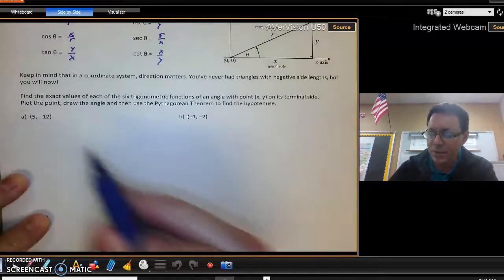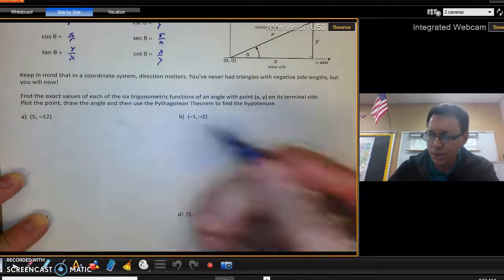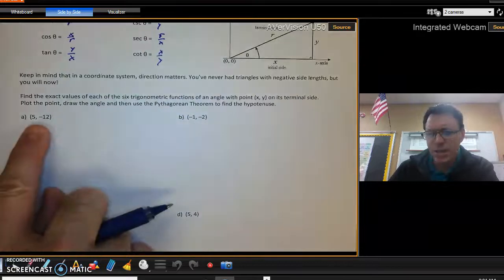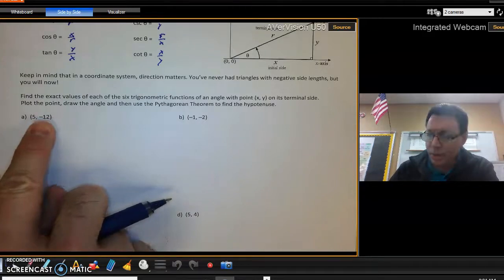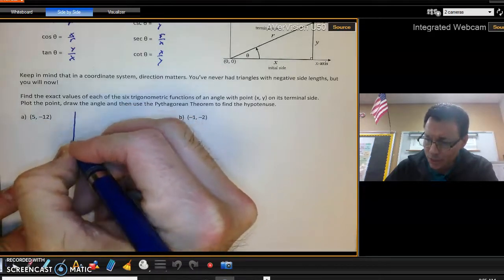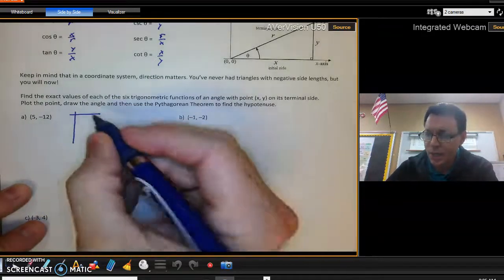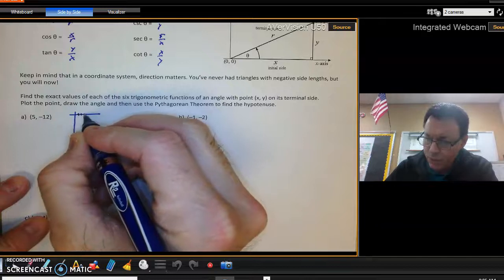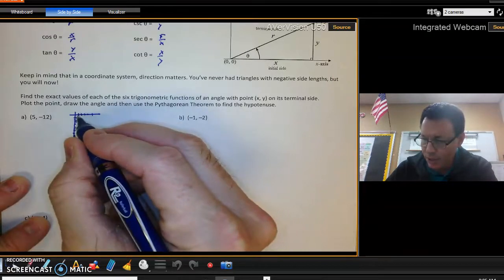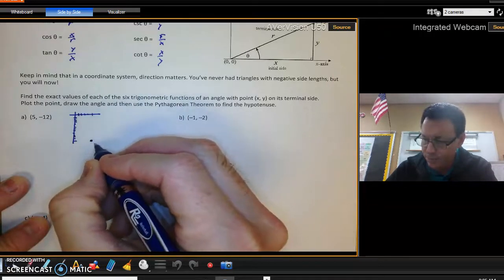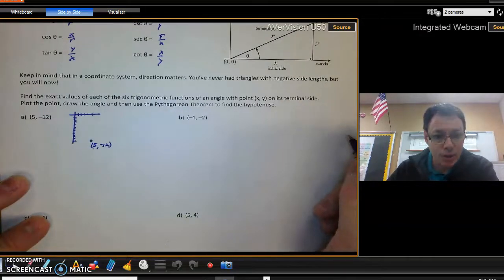All right, so 5, negative 12. We're going to go right and we're going to go down. I'm going to draw a coordinate plane over here, and think about where this is. If I'm going right and down, this is in quadrant 4. So I'm going to zoom in on quadrant 4. I don't need the entire coordinate plane, I just need this. So 1, 2, 3, 4, 5, and 1, 2, 3, 4, 5, 6, 7, 8, 9, 10, 11, 12. So here's the point 5, negative 12.